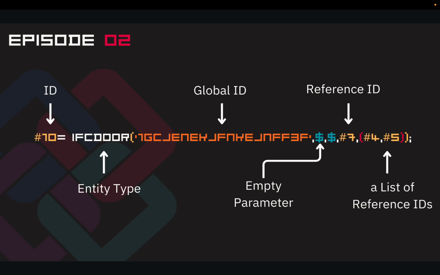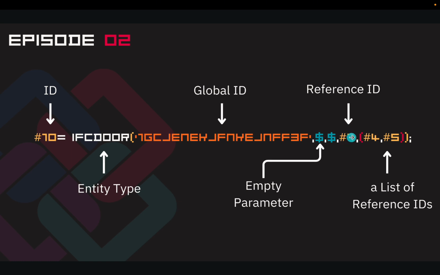Just to remind you, if you're not really familiar with IFC data, an IFC line looks something like this. Here we have the ID in the beginning, and then the assignment and the name of the entity, for example IFC door or IFC wall or IFC unit or whatever other entities we have. Then you have a global ID, and then some other parameters. When it looks like this, it is an empty parameter.